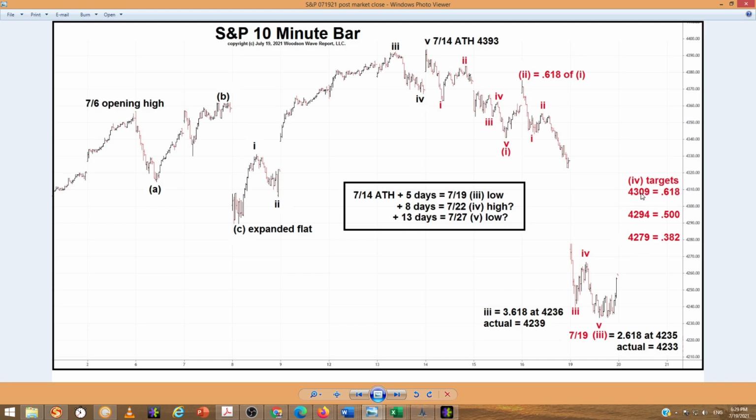Wouldn't be surprised to see it roll up here for another day or 2 or 3 at the most. And then let's look down for that wave 5 low. That could be exciting times.